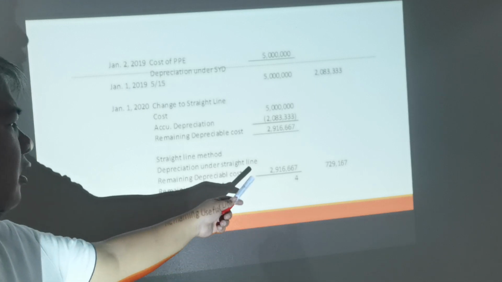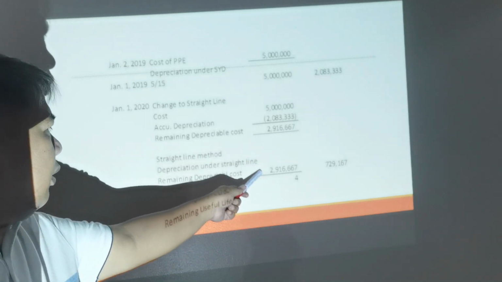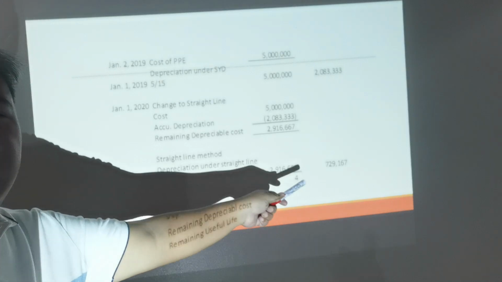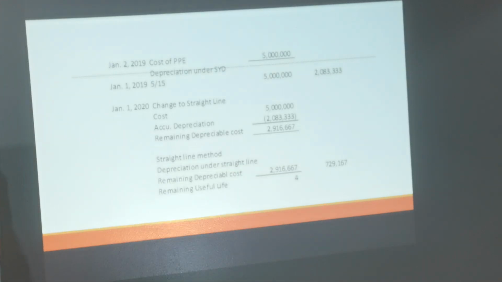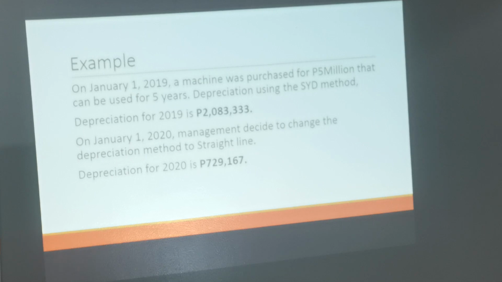So therefore we divide the remaining depreciable cost by the remaining useful life, and we will have 729,167 as our depreciation for 2020. Okay? So that is our example for changes in estimates. So there you go. Those are the answers. Okay?